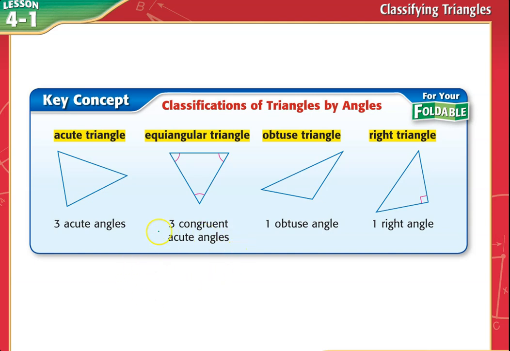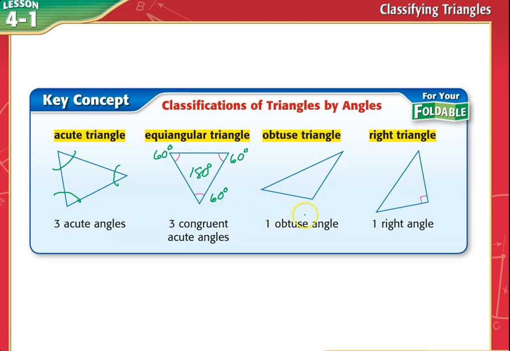An acute angle is under 90 degrees. So every angle here is under 90. An equal angular triangle has three congruent acute angles. And since there's 180 degrees in a triangle, that means that each angle here has to be 60 degrees. They're 60 all the way around, so they have three congruent angles.